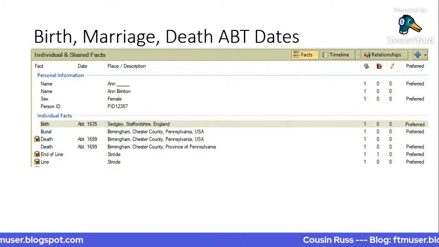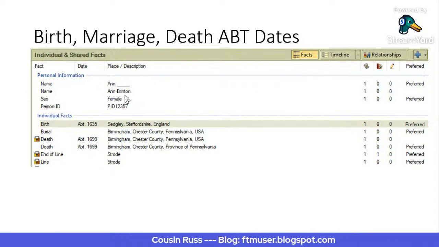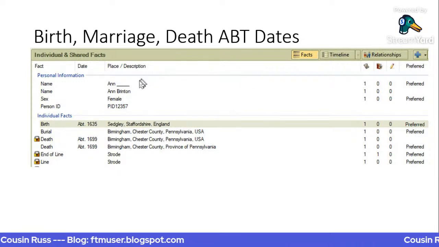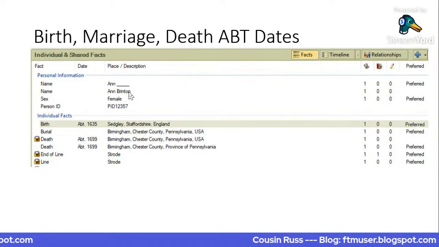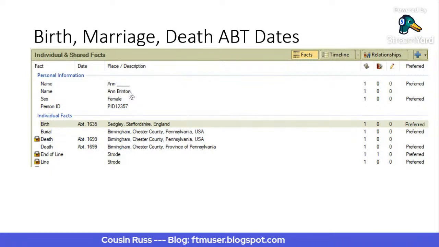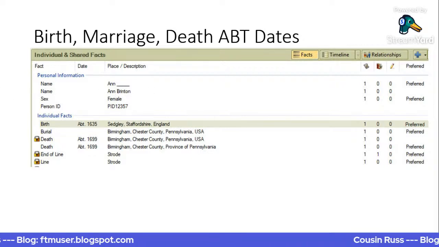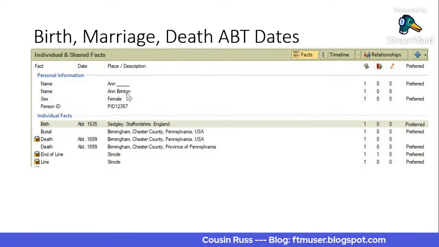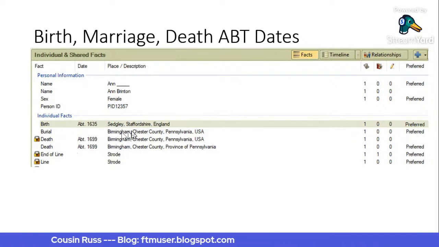It says 5 underscores, that's the one I started with. Now I've added her married name. Her preferred name is the 5 underscores, but I do know her married name. And actually, from the record that I had, I can add her birth surname. I did not do that on the screen, but my focus is on the dates.